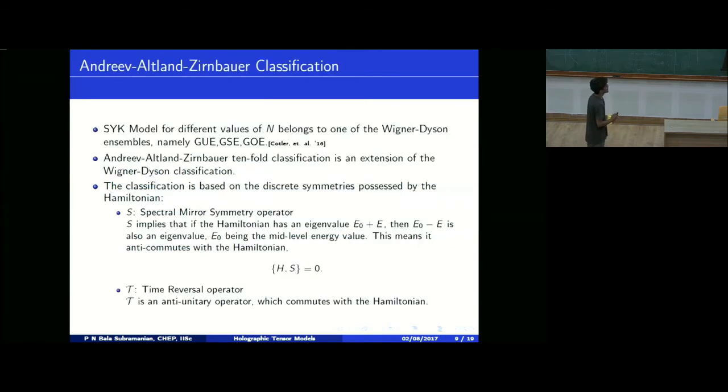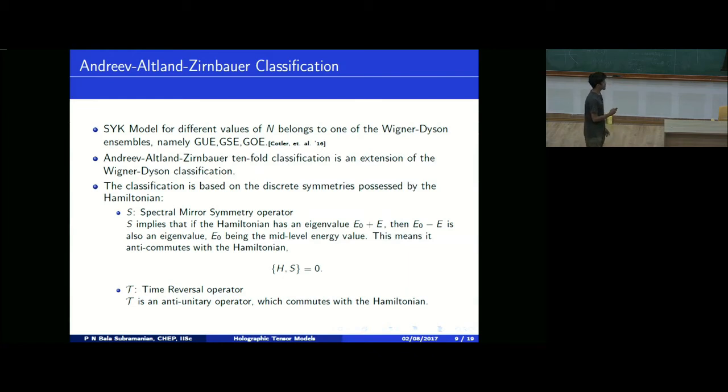So now I'll just briefly review the Altland-Zirnbauer classification. In the paper by Kotler and company, they analyzed the SYK model with numerical diagonalizations for N starting from 18 to 34, and classified the ensembles as belonging to the Gaussian unitary ensemble, Gaussian symplectic, and the Gaussian orthogonal ensemble. So this essentially belongs to a threefold classification in the Wigner-Dyson ensembles. And there's a larger classification due to Altland and Zirnbauer, who have classified the quantum matrix theories into a tenfold classification.